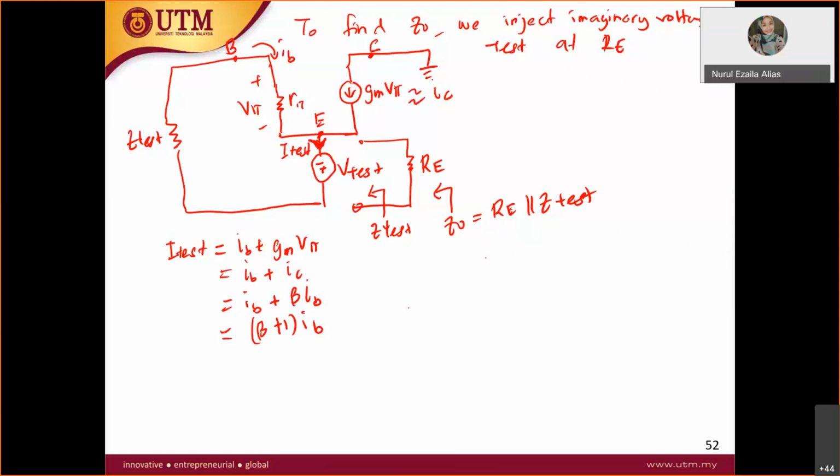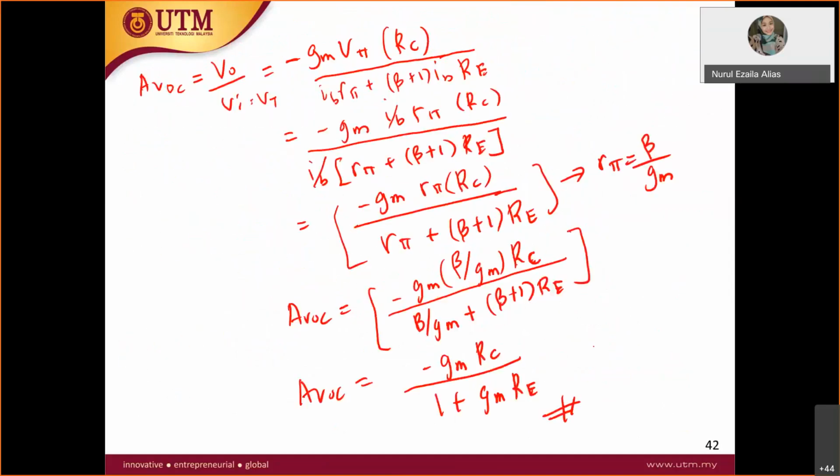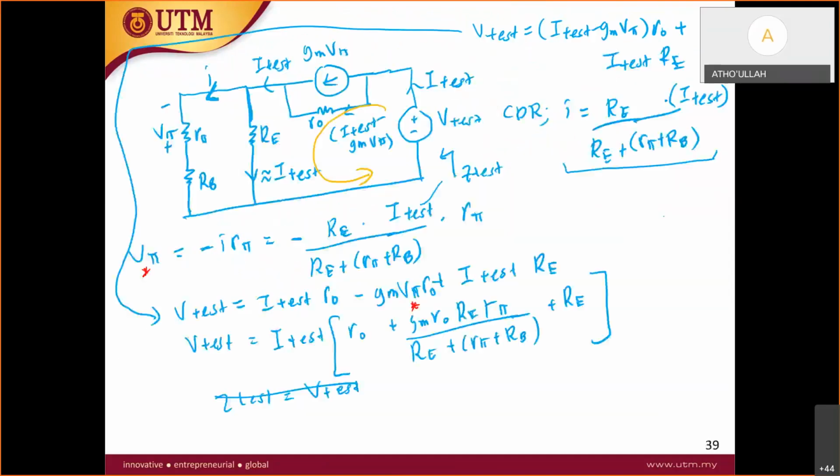Okay, so V test now. So V test is equal to, okay, what is V test? How to find V test? In the last slide, how do I find V test here? I test. So how did I find V test? How? By using?